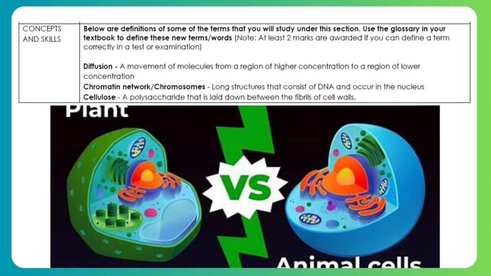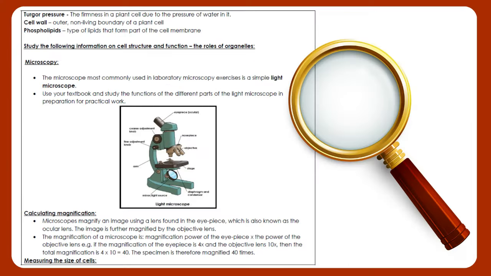Diffusion, a movement of molecules from a region of higher concentration to a region of lower concentration. Chromatin network/chromosomes, long structures that consist of DNA and occur in the nucleus. Cellulose, a polysaccharide that is laid down between the fibrils of cell walls. Turgor pressure, the firmness in a plant cell due to the pressure of water in it. Cell wall, outer, non-living boundary of a plant cell. Phospholipids, type of lipids that form part of the cell membrane.